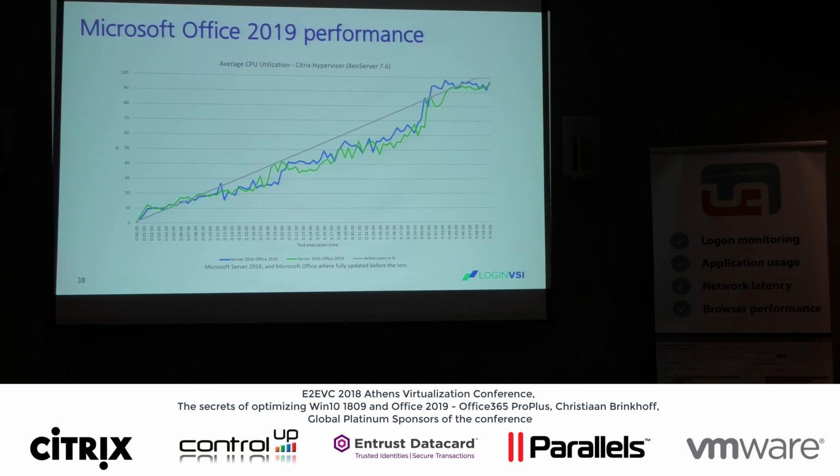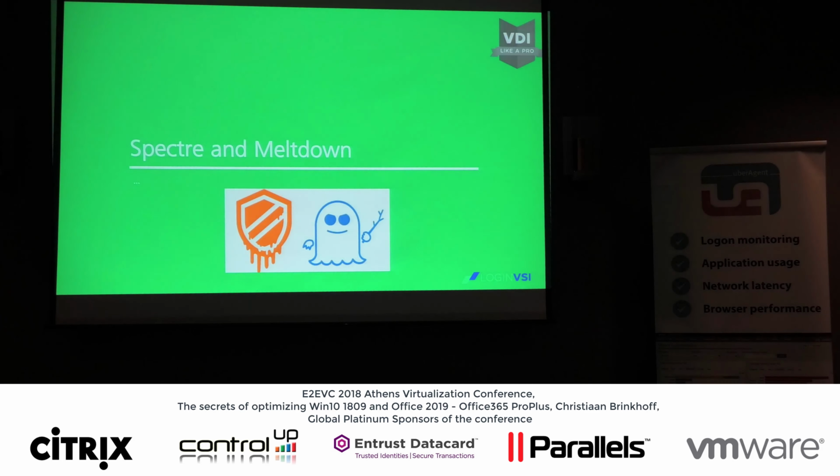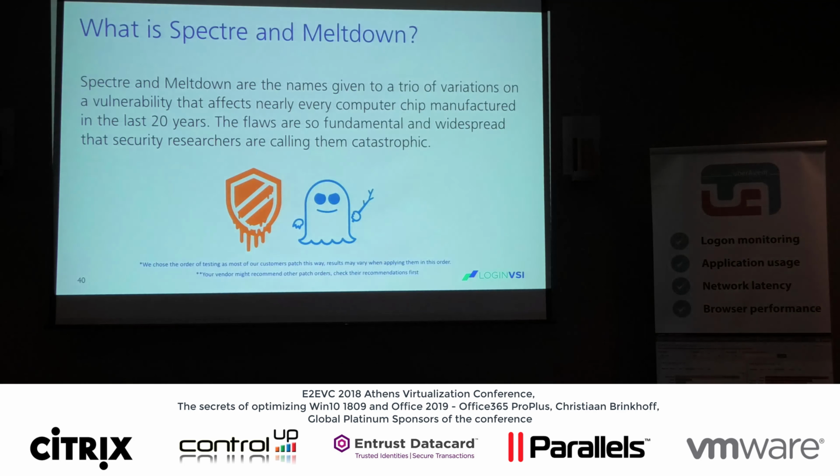Taking that on the CPU side, you see a small difference. The green one is 2019, so it's a little bit lower on CPU consumption. But talking about Meltdown and Spectre, that's probably the reason why you are here, because that was part of the agenda.